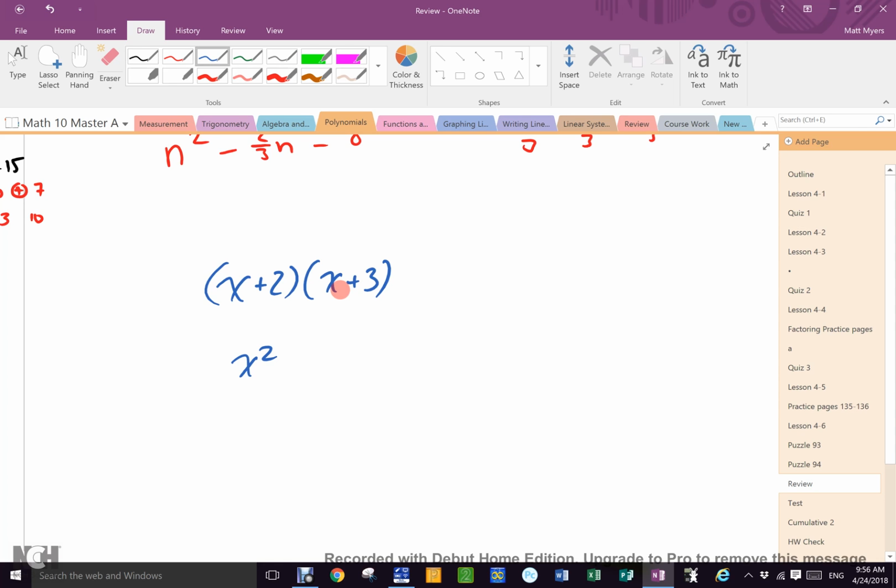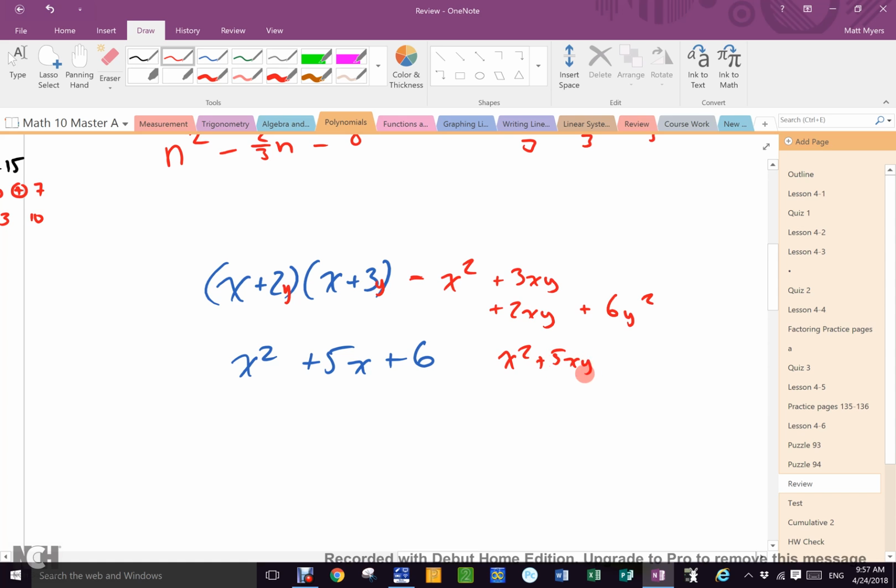Now, watch. Now there's a y there, correct? X times x is what? X squared. X times 3y is 3xy, right? 2y times x is 2xy, and 2y times 3 is 6y squared. Add them up, x squared plus 5xy plus 6y squared. It's exactly the same, but you need to have something to square at the end.